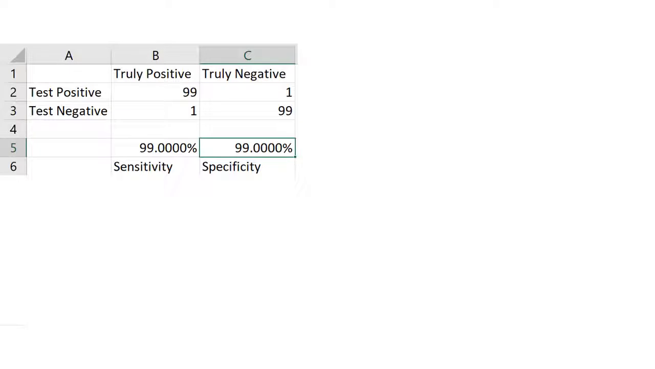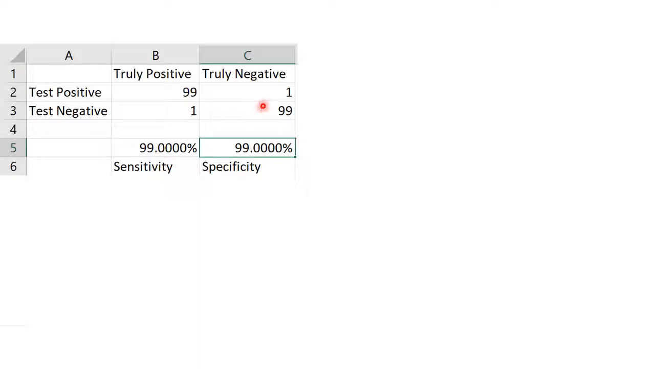First up is sensitivity and specificity. Sensitivity is, assuming that you actually have the disease, that's this truly positive column, what are the odds that the test will say you have the disease? And in this case, 99 out of a total of 100 patients is 99% sensitivity.